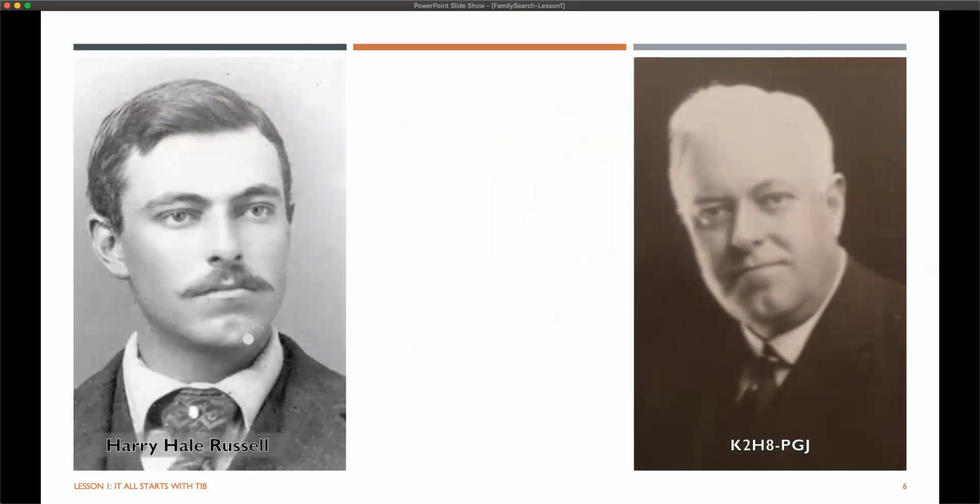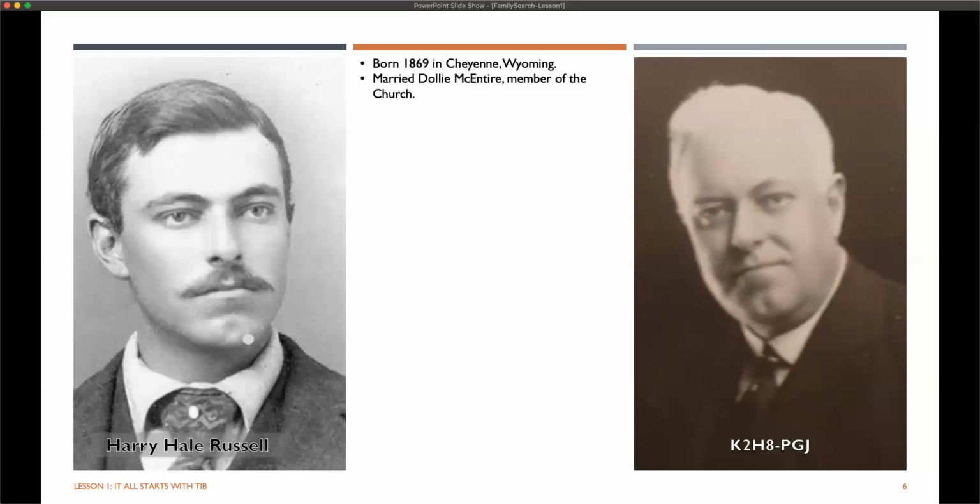So let's talk about somebody who left his fingerprints unintentionally all over the work that we do today. This young man, Harry Hale Russell, that is his PID. Actually, you can go look that up. He was born in Cheyenne, Wyoming in 1869 and married a young lady named Dolly McIntyre. Dolly and her family had joined the Church of Jesus Christ of Latter-day Saints when she was young. She loved Harry. Harry loved her.